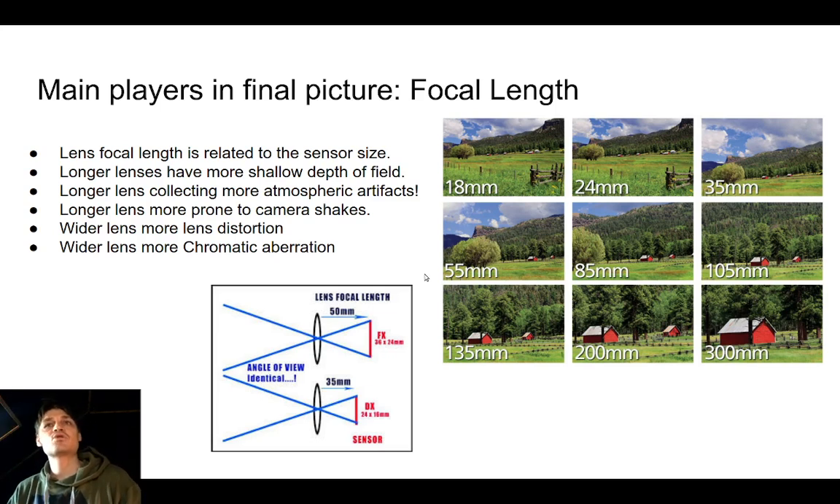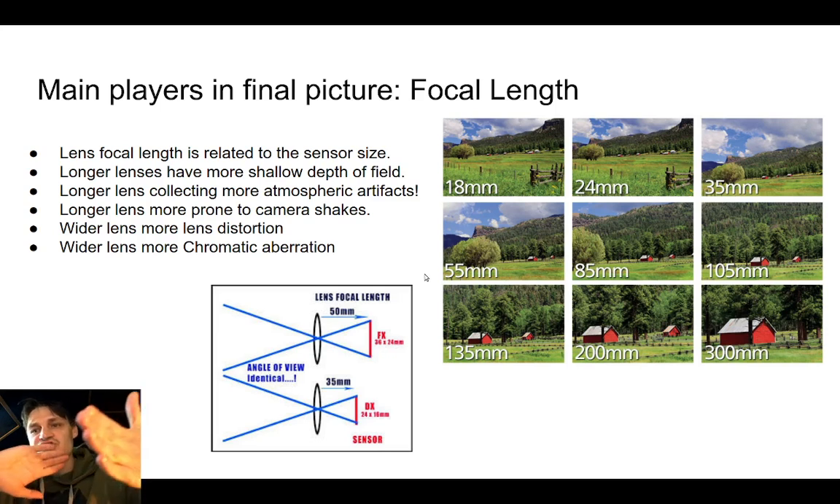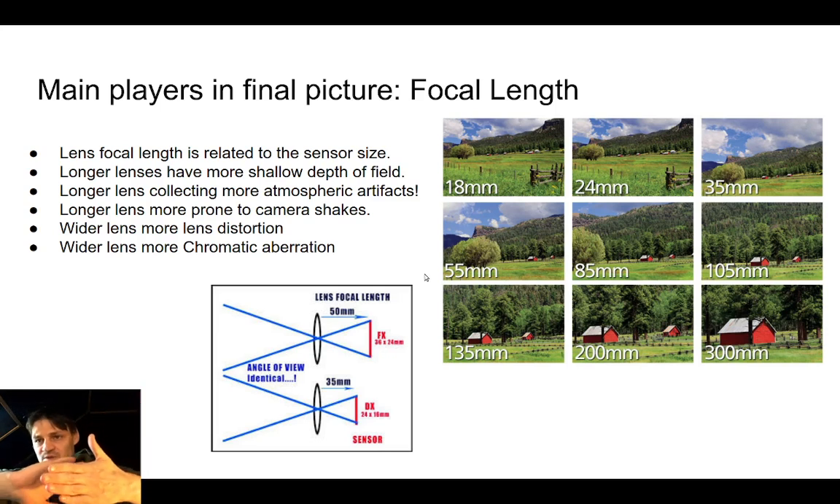Longer lenses have a more shallow depth of field. That's important. The wider the lens, the more stuff you can put inside of the focus. The longer the lens, the more shallow the depth of field is going to be. That's quite an important consideration when you're creating the final picture. I always ask myself, what was the lens? For example, in the picture of me right now, the lens is pretty wideish, and also the sensor is very small.